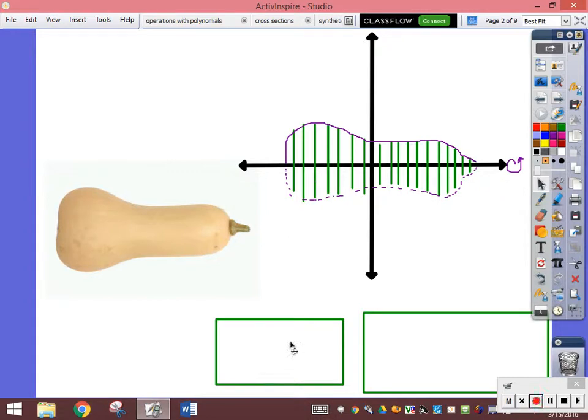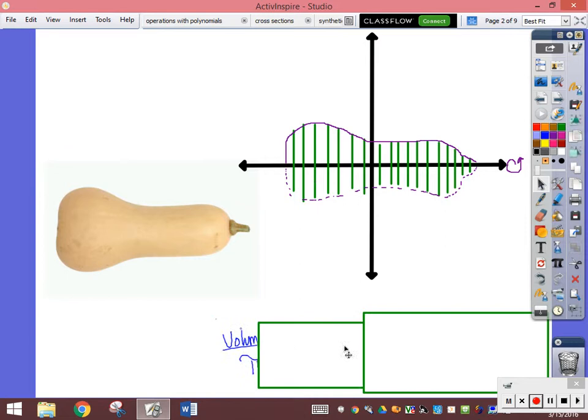And so the volume of each disk will be the same as the volume of a cylinder, which is pi r squared h. And so the idea is that if I find the volume of each individual disk using this setup and then add all those volumes together, I'll get the volume of the butternut squash. And so it's a lot like cross sections, where instead of our area, we're using the volume of a disk as our general setup, but we're still going to use integration.